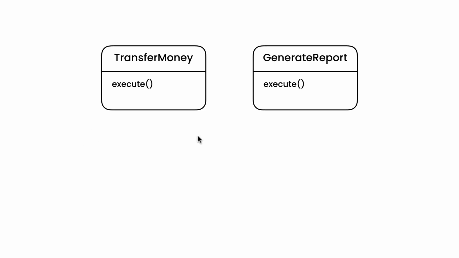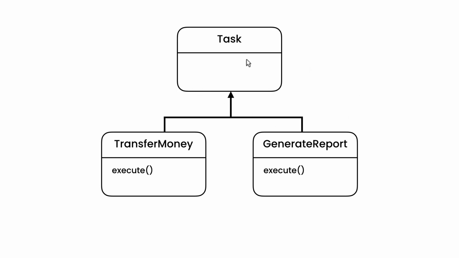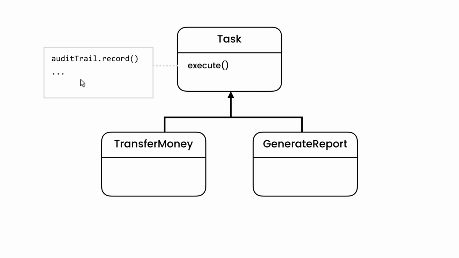So here are our two task classes, transfer money and generate report. These two classes have something in common, right? So we can have them extend a common base class called task. And then we move that common behavior over here. So this is where we're going to call auditTrail.record. Now, what happens after will be dependent on the type of task.